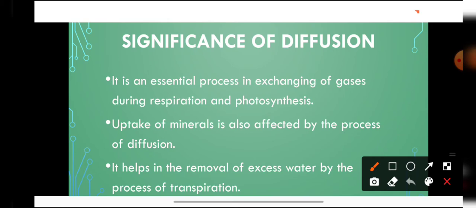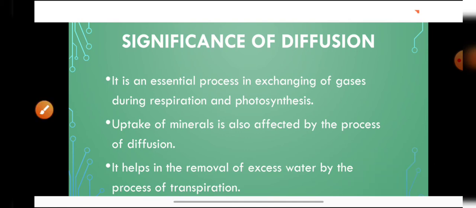Diffusion also helps in the removal of excess water by the process of transpiration. We all know that transpiration is the removal of excess water absorbed by the plants in the form of water vapor. So this loss of excess water absorbed by the plants also takes place by the process of diffusion. So students, this was all about diffusion.